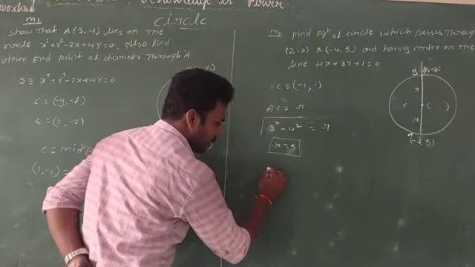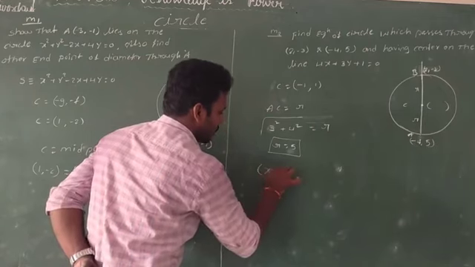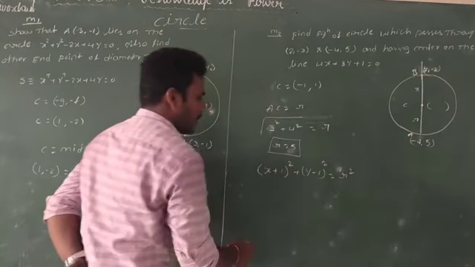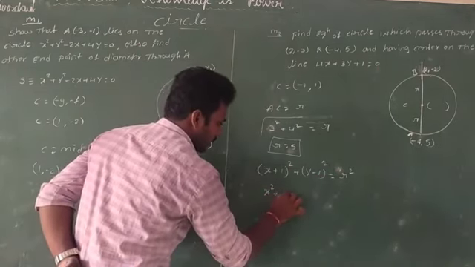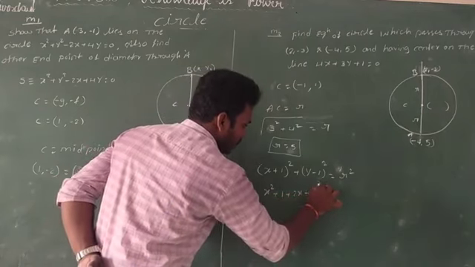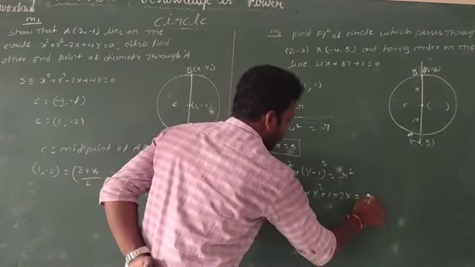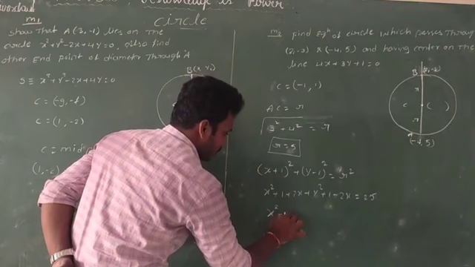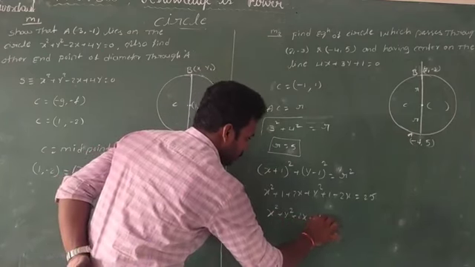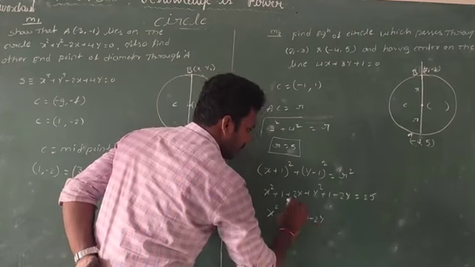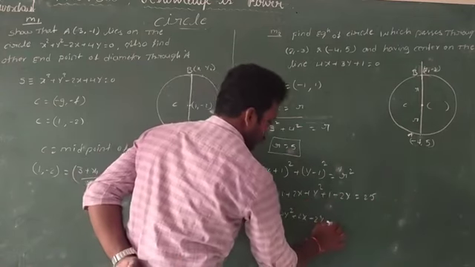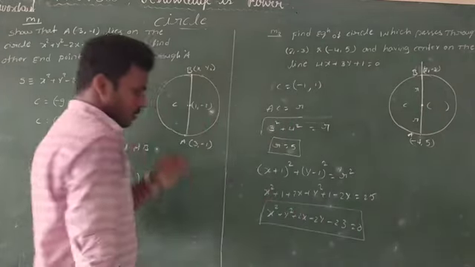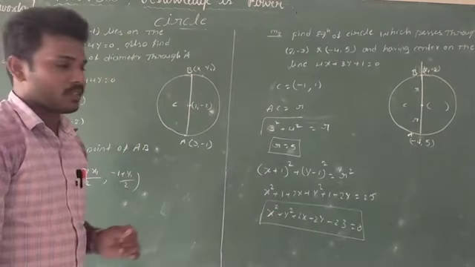Then the general form of the equation: x plus 1 whole square plus y minus 1 whole square is equal to r square. This is the formula. That is x square plus 1 plus 2x plus y square plus 1 minus 2y is equal to r square, that means 25. So x square plus y square plus 2x minus 2y, 1 plus 1, it becomes minus 23 equal to 0. That is the required circle equation.